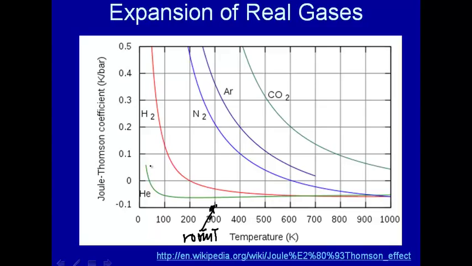The temperature at which the Joule Thompson coefficient goes from negative to positive or positive to negative is called the inversion temperature. So for hydrogen, it's 200 Kelvin. And for helium, it's way down here around 30-40 Kelvin. So you've got to cool the gases down to there before you can liquefy them by compression expansion. That's real gases and practical use of real gases using a Joule Thompson coefficient. Take a gas, make it into a liquid.